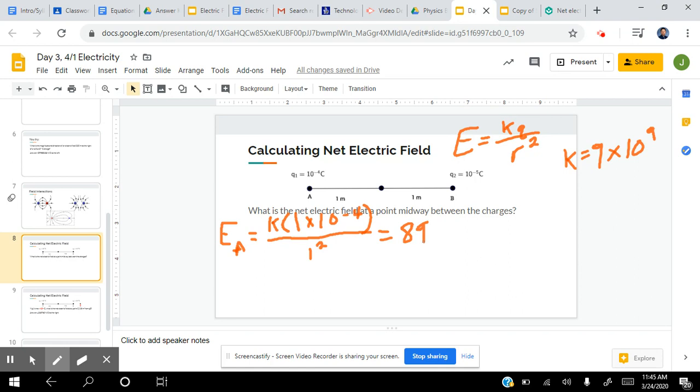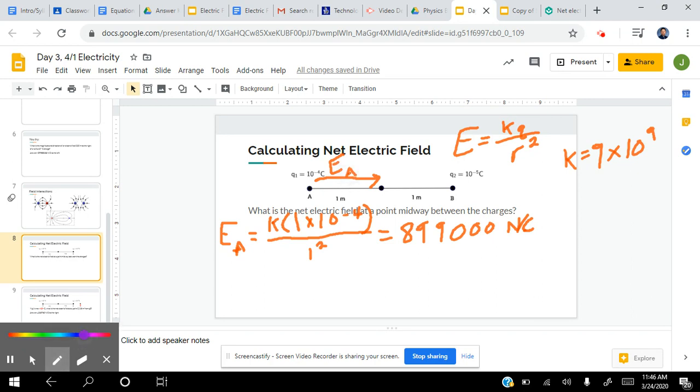899,000 newtons per coulomb. Okay, so this charge is, I use the word pushing, essentially pushing with 899,000 newtons per coulomb of an electric field. So that's EA.